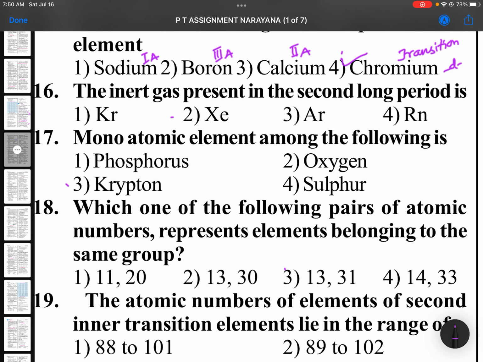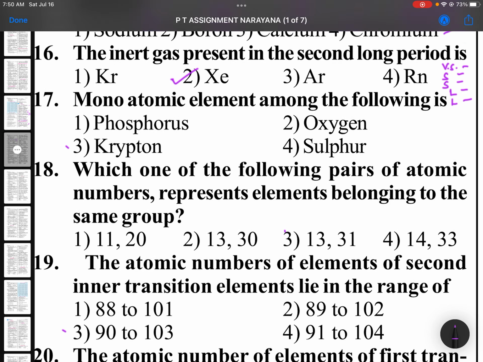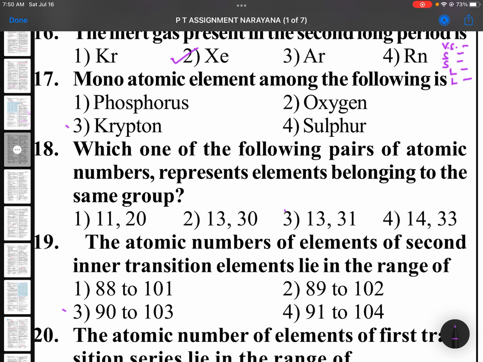The inert gas present in the second long period is... Now, the first period is very short period, second and third periods are short periods, and fourth period is long period. He is asking second long period, so you can go with this one, and that is xenon. Helium, neon, argon, krypton, xenon. Monoatomic element among the following is krypton. Noble gases are monoatomic. Phosphorus is P4 tetraatomic, oxygen is O2, sulfur is S8.